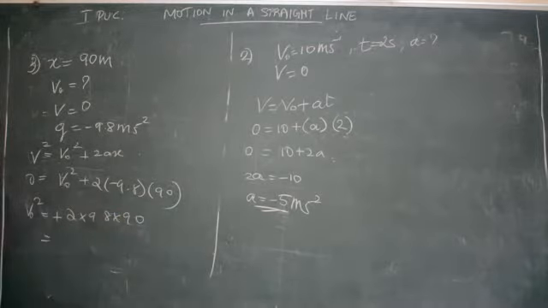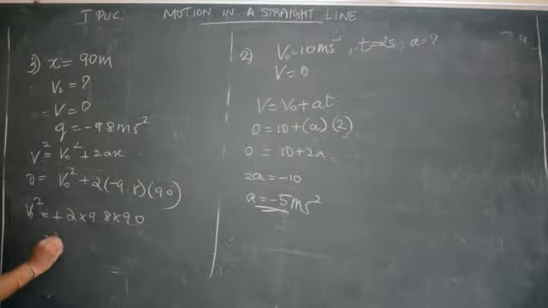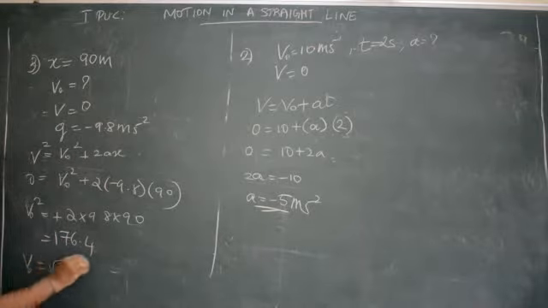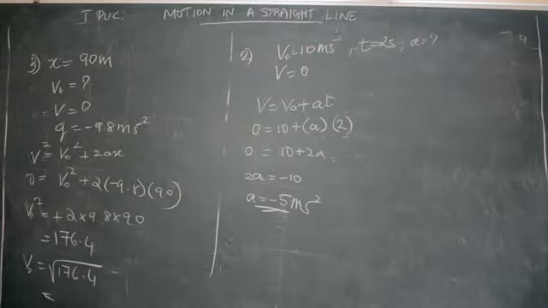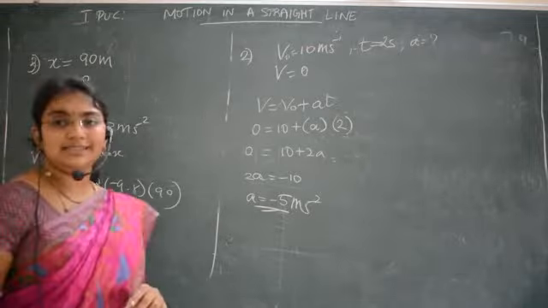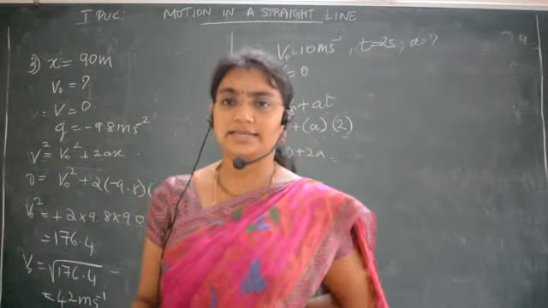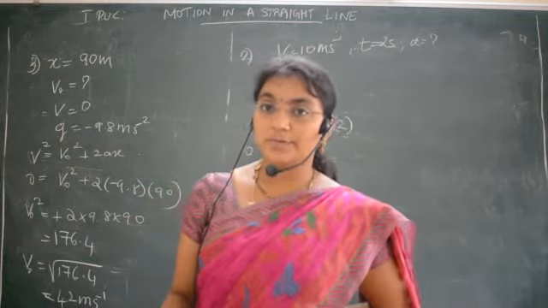What is the answer you are getting for V naught? Take your calculator and calculate. You will get 176.4. Take square root of that. What is the answer you are getting? Are you getting nearly 42 meter per second? This is the answer. Understood? It's easy, right? Very simple and easy. Shall I go for the next problem?